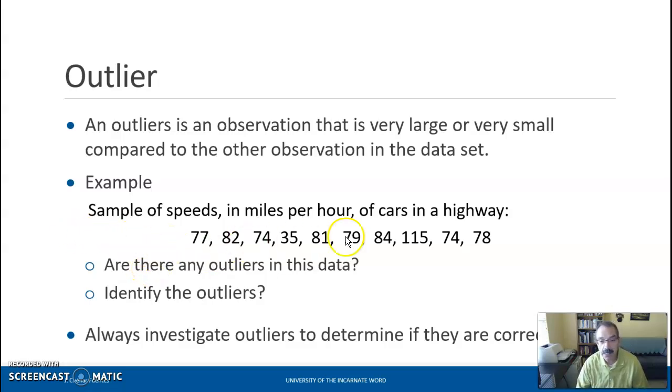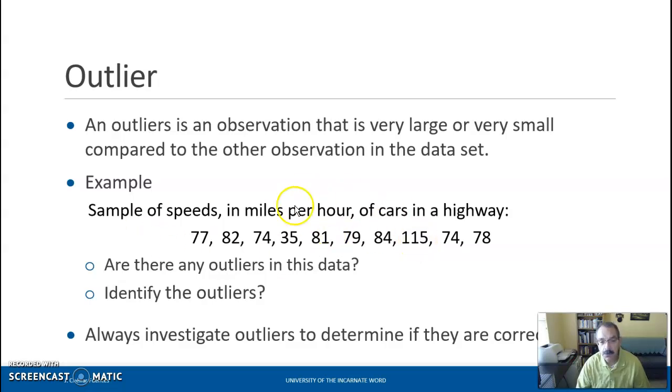If you scan the data, you right away see that this car was traveling very, very slowly, whereas this car was driving really, really fast. So I will say that there appear to be two outliers in this data set: 35, which is very different from the majority of the values, and 115.